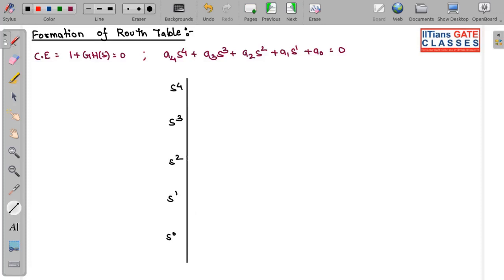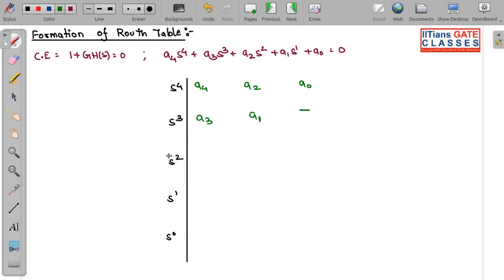So first we make a table like this, and then in s to the power 4 we fill all the coefficients of the even powers. So that will be a4, a2, a0, and in s cube we fill the entire row with all the odd powers of s. So that will be a3, a1, and there is no more over here, so we will put a blank. This blank corresponds to 0.